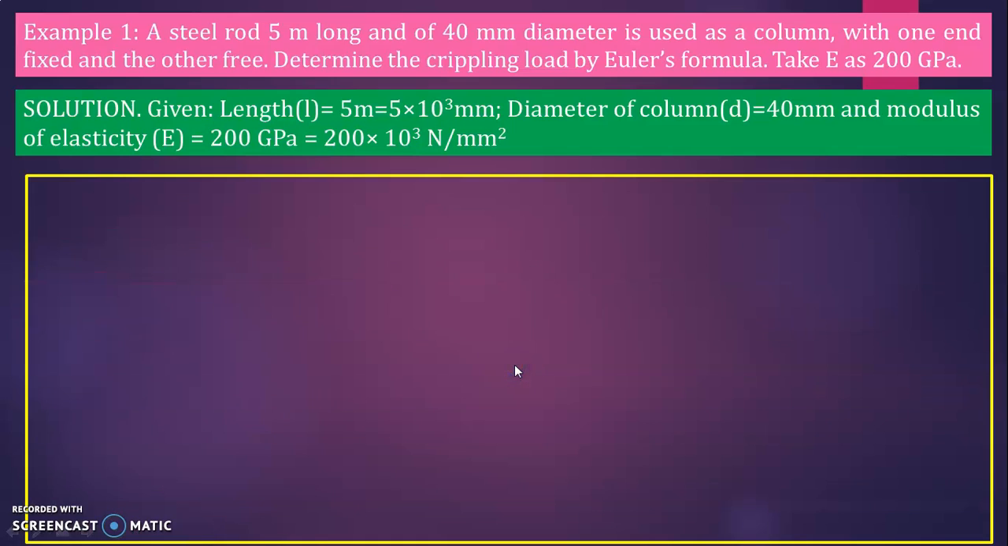Okay, let us take one example. A steel rod 5 meter long and 40 mm diameter is used as a column with one end fixed and the other free. Determine the crippling load by Euler's formula. Take E as 200 GPa. Here the steel rod is 5 meter in length and the diameter is 40 mm. The modulus of elasticity is 200 GPa, that is 200 into 10 raised to 9 Newton per meter square or 200 into 10 raised to 3 Newton per millimeter square.